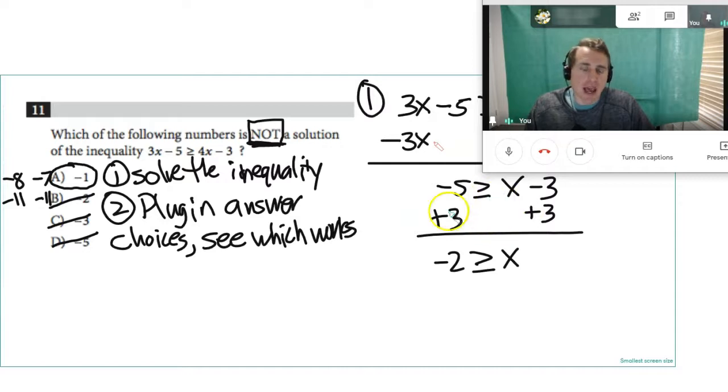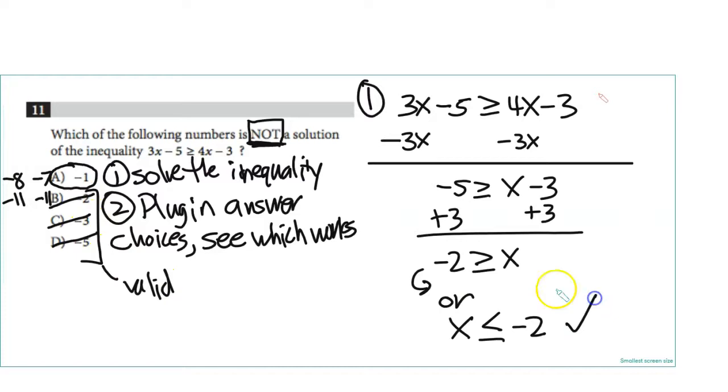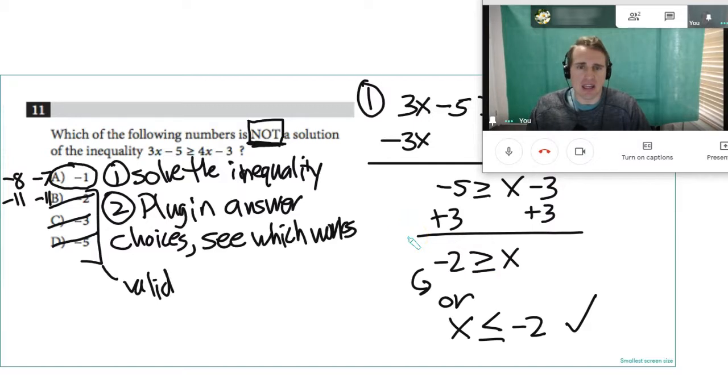So anyway, do you see what I did? I added 3 to both sides, and I've got -2 greater than or equal to x. Another way to say this is x less than or equal to -2, because the inequality is still pointing the same direction. But look, if x is less than or equal to -2, then all of these are valid: -2, -3, -5, right? Because those all fit. But -1 does not. So that's why -1 is the correct answer for not in the solution set.